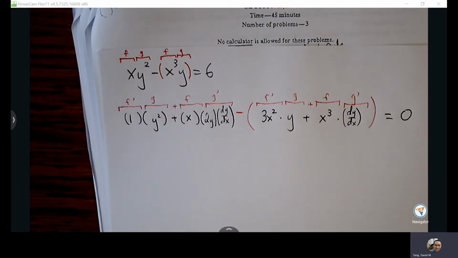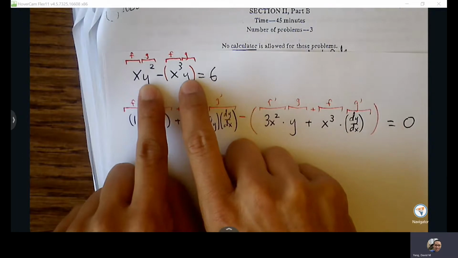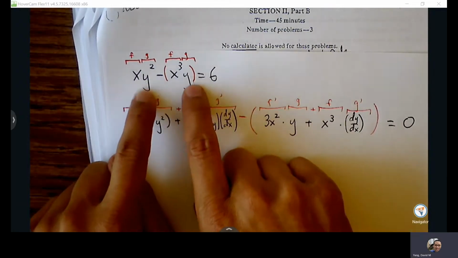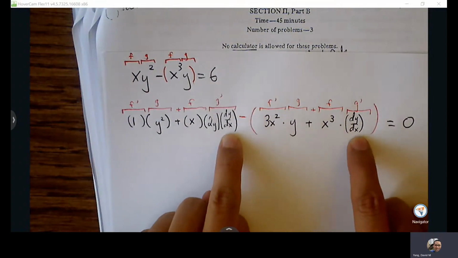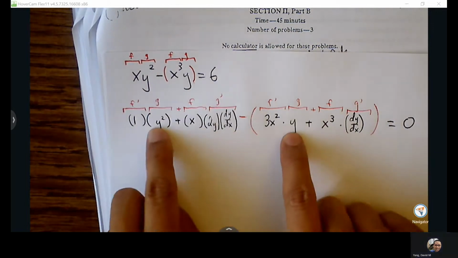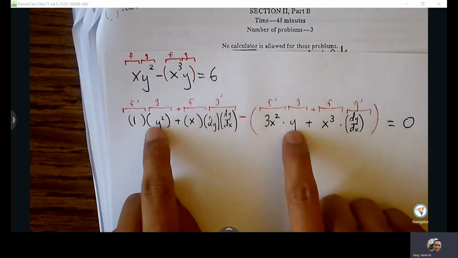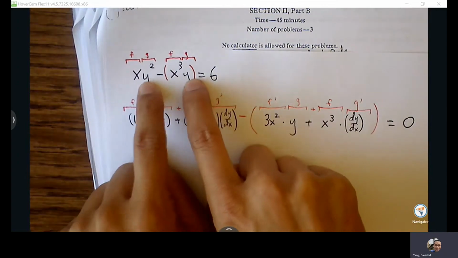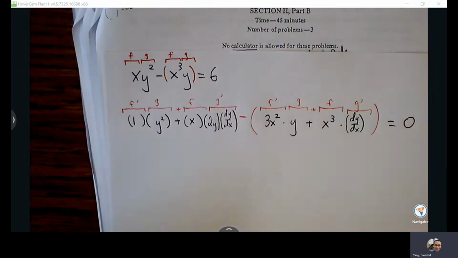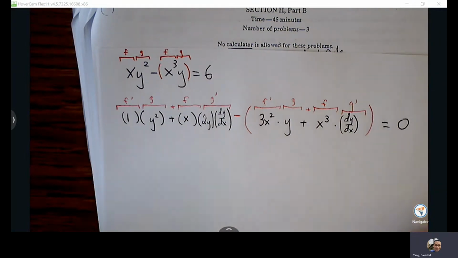A quick way for me to make sure that I have the correct number of dy dx's pop up: look at your original equation. How many instances of y's do you see? 2. So we should be producing 2 dy dx's. We never want to rely on the derivative level to count the dy dx's based off the y's, but you can count off of the original. The original should produce the same number of dy dx's.